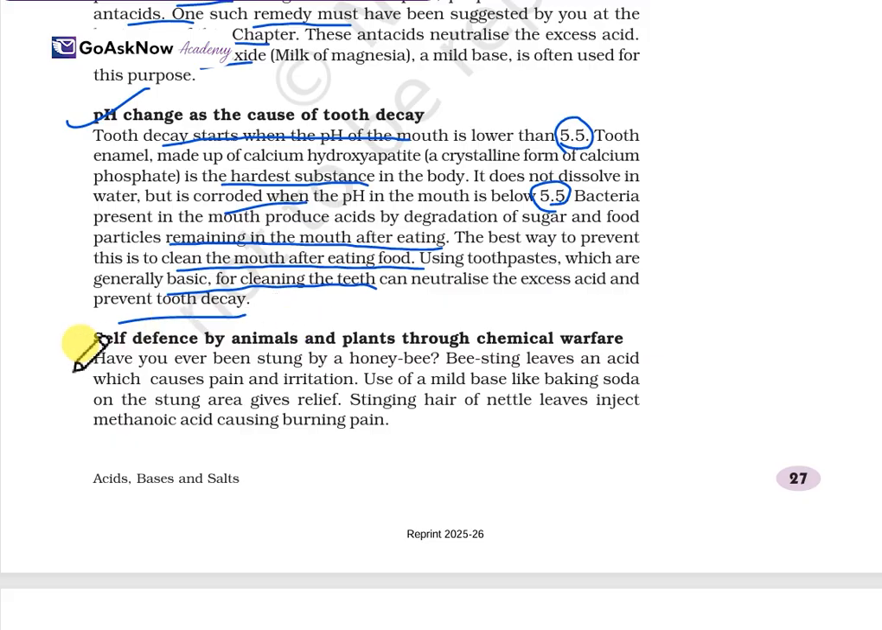Now, self-defense by animals and plants through chemical warfare. Have you ever been stung by a honeybee? A bee sting leaves an acid which causes pain and irritation, and using a mild base like baking soda on the stung area gives relief. Stinging hair of nettle leaves injects methanoic acid, causing a burning pain.